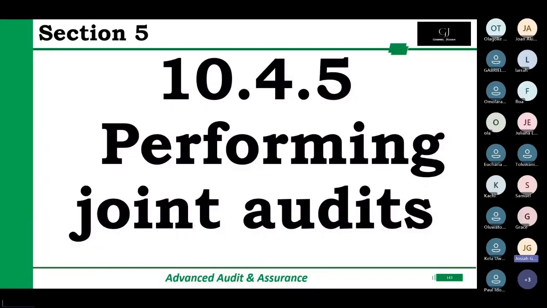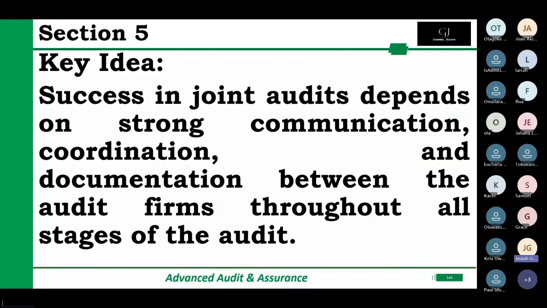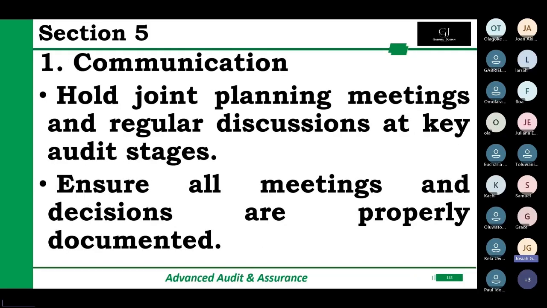All right, so let's look at the fifth section, performing joint audits. Success in joint audits depends on strong communication between the firms involved. Communication, coordination, and documentation between these audit firms throughout the audit will culminate in either the success or failure of that audit. First, communication is very key. Holding joint planning meetings for strategy formulation and regular discussions at key audit stages are very important to ensure the success and performance of an audit engagement.